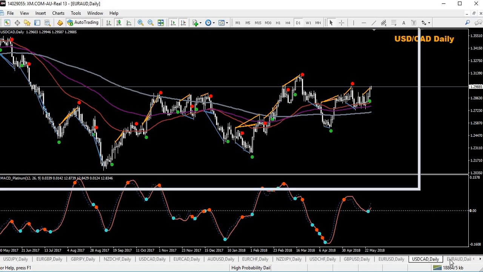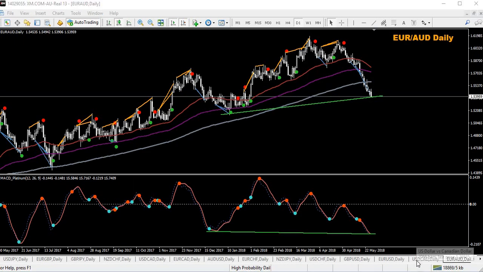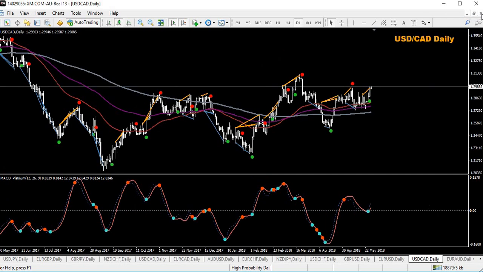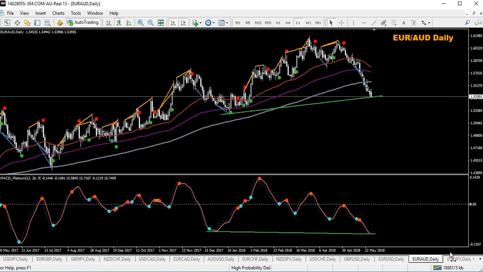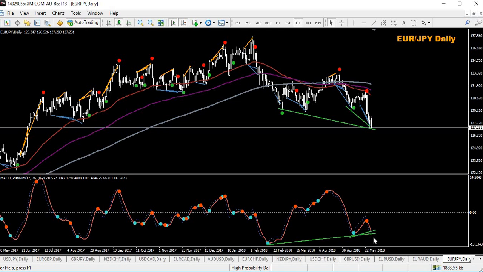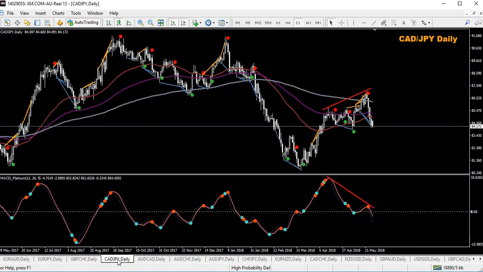USD Canadian. I've got two of them. It's silly having the same chart twice. Get rid of that one. All right, Euro Yen. Again, lines drawn in. So I've got plenty of pairs now, just all the majors and all the major crosses, second tier.